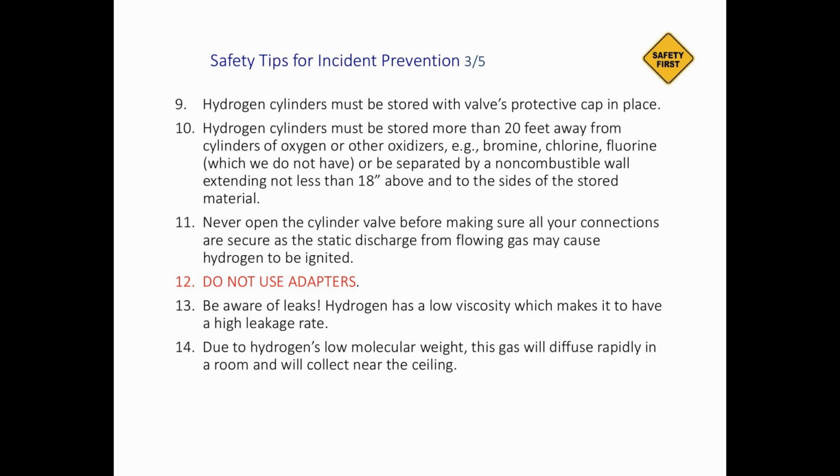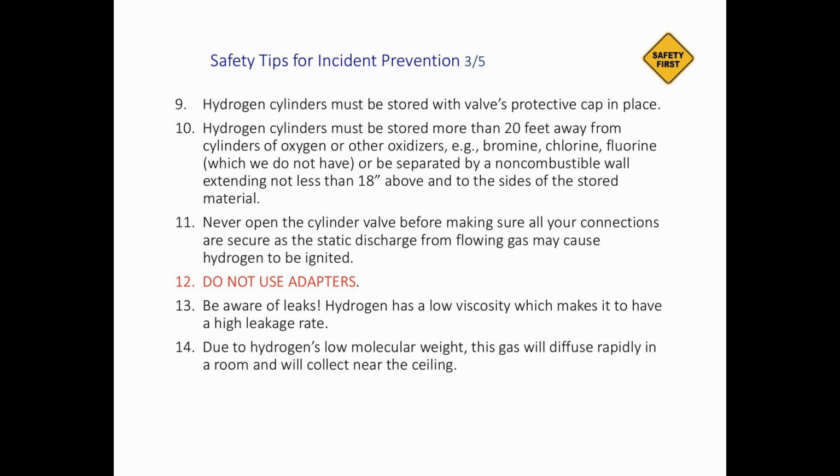Because with a static discharge, the gas rushing through the leaking area could cause the hydrogen to be ignited. You should never use an adapter for hydrogen. Hydrogen uses CGA 350. Anytime you use an adapter, you should lock it. Per work instruction, you should lock the use of adapters.